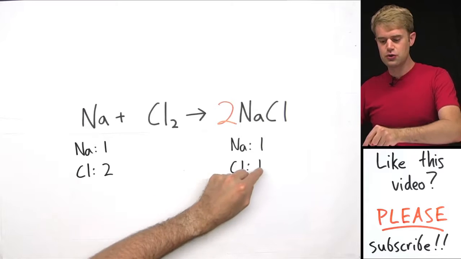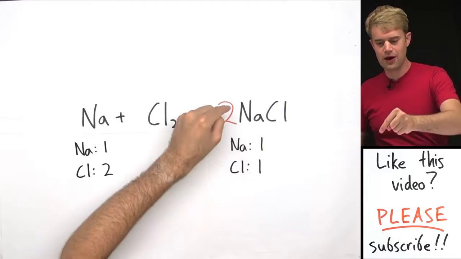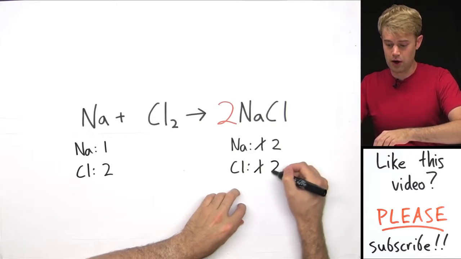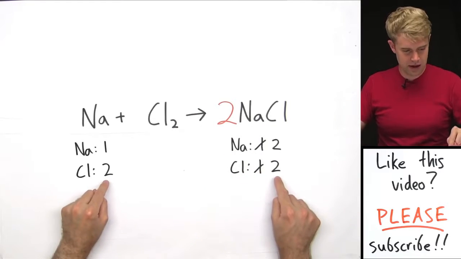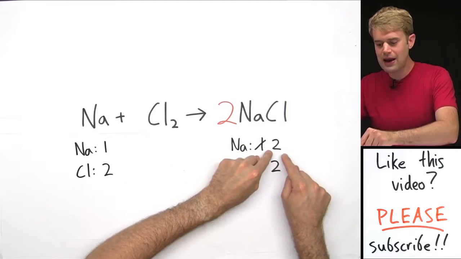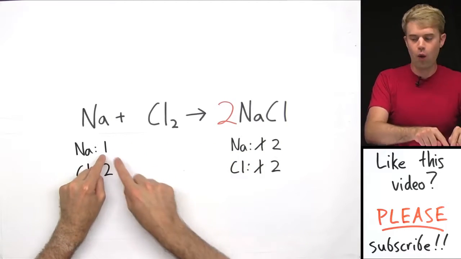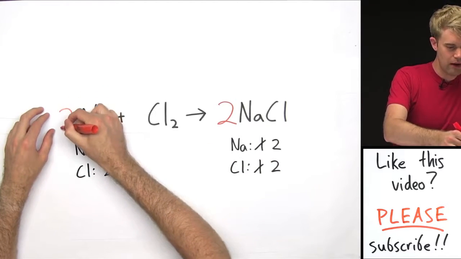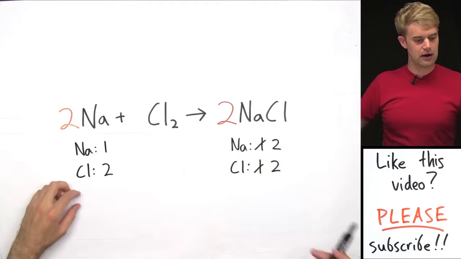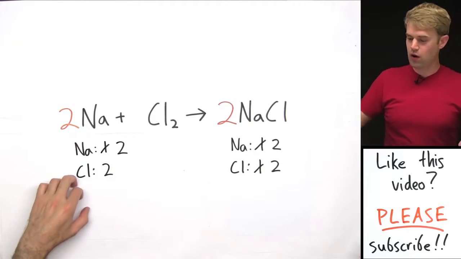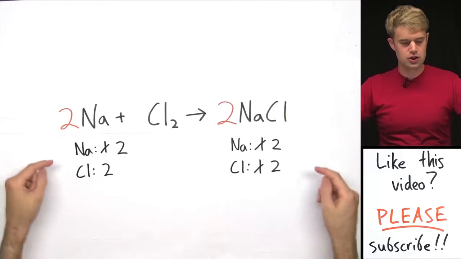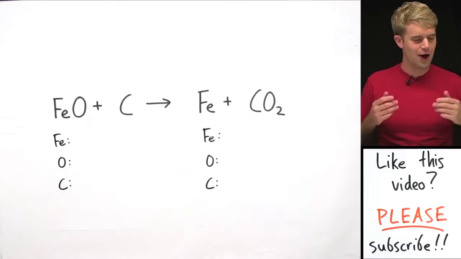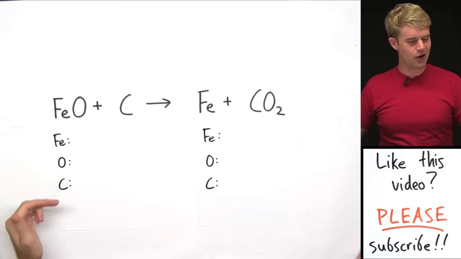Okay, that's going to give me 2 Cl, but look what else it's going to do. Now I have 2 times Na, so I have 2 Nas. I also have 2 times Cl, so I also have 2 Cls. So now the Cls balance. But now I have 2 sodiums on this side, and only 1 on this side. So to balance this out, I'm going to put a 2 in front of this Na here, and now I have 2 of these. So now on both sides of the equation, I have 2 sodiums and 2 chlorines. The equation balances.